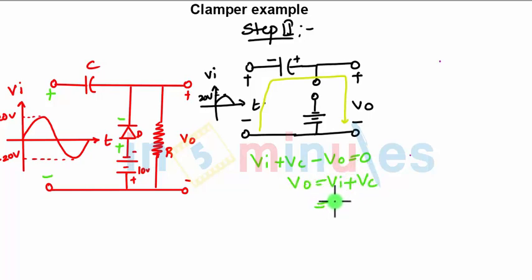The input voltage we are going to is a maximum of 20. So we are dealing only with the peak value: 20 plus the charge on the capacitor. Charge on the capacitor is how much? We have seen it as 10 volts. So the total output voltage is 30 volts.